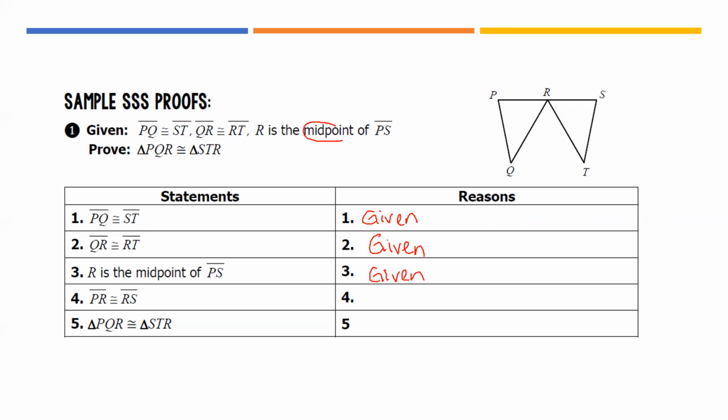Now here's a vocabulary word, midpoint. Midpoint means that it's in the middle. R is in the middle of segment PS. So that means that PR has to be congruent to SR. That's the definition of midpoint.